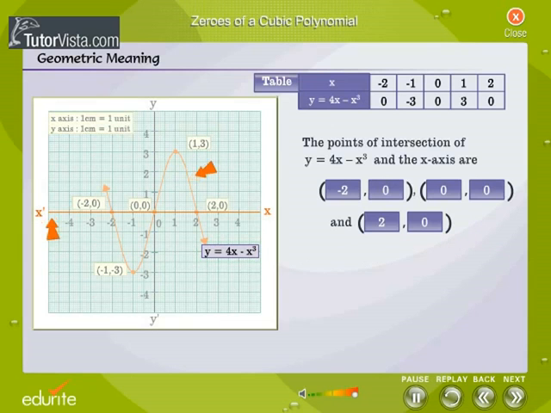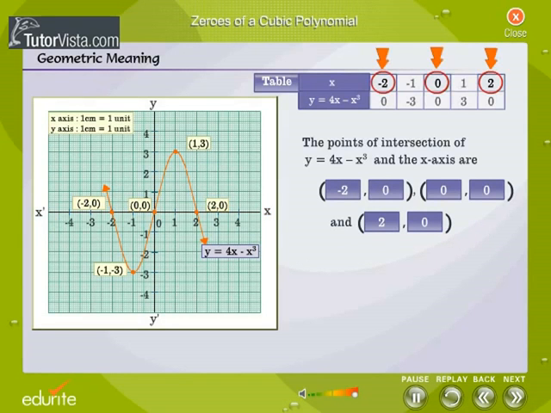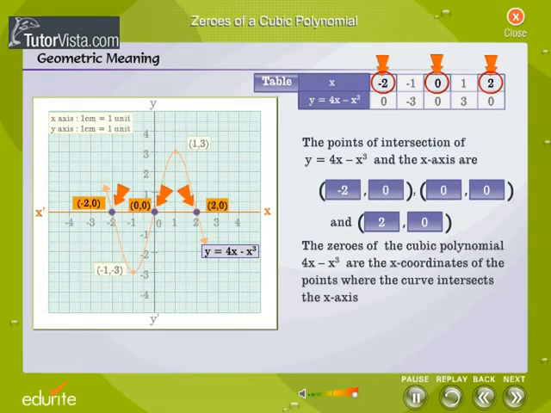The graph of y is equal to 4x minus x cubed is a curve which intersects the x-axis at the points (minus 2, 0), (0, 0), and (2, 0). From the table we know that the zeros of 4x minus x cubed are minus 2, 0, and 2. So the zeros of the cubic polynomial 4x minus x cubed are the x-coordinates of the points where the curve intersects the x-axis.